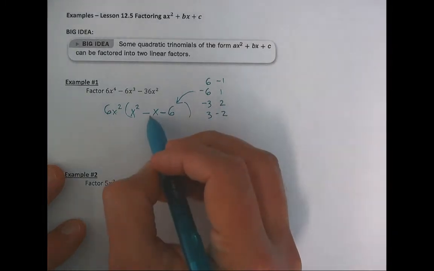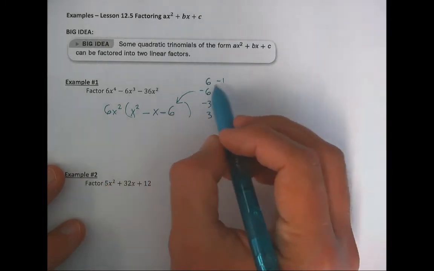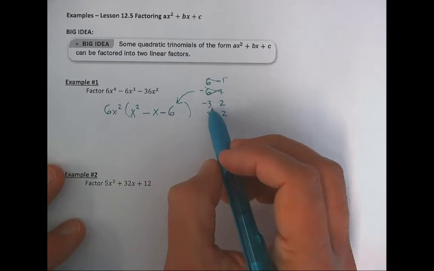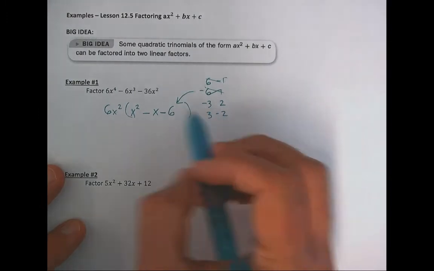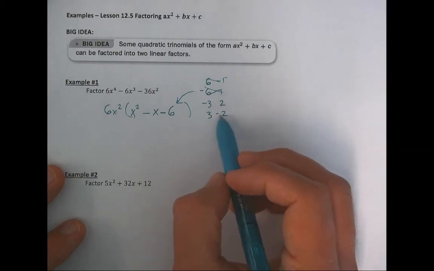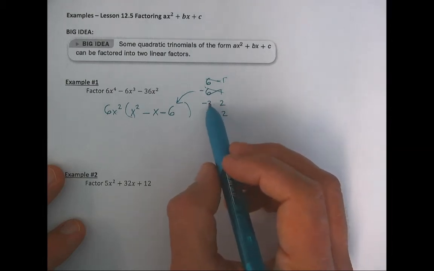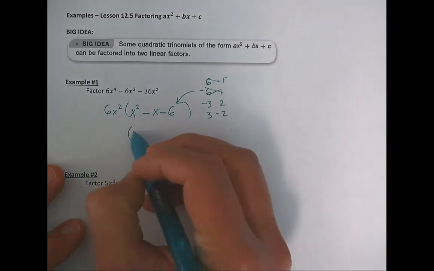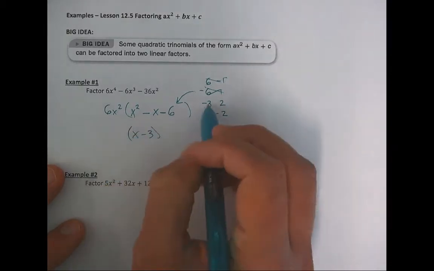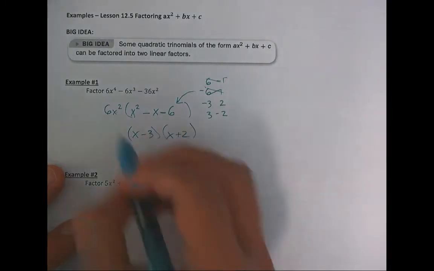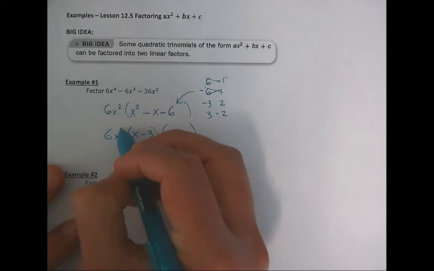Now they have to add up to a negative 1. So any combination of 6 and 1 isn't going to get us there. So those are out. And now I need to choose the right combination here. If it's going to end up negative, that means I need more negatives than positives. This would give me a positive 1 when I add them. This would give me the negative 1. So here's my correct combination. So this becomes x minus 3 for the negative 3, x plus 2 for that. This 6x squared is still going to sit out front.